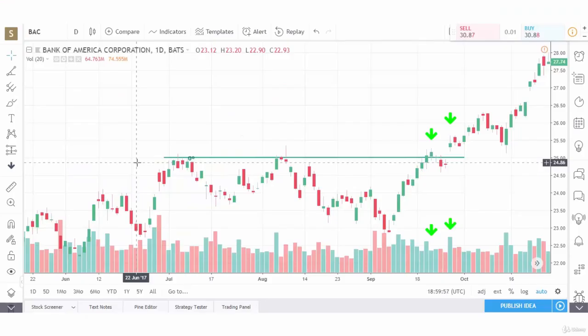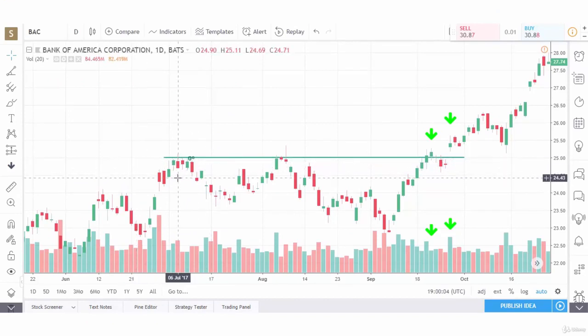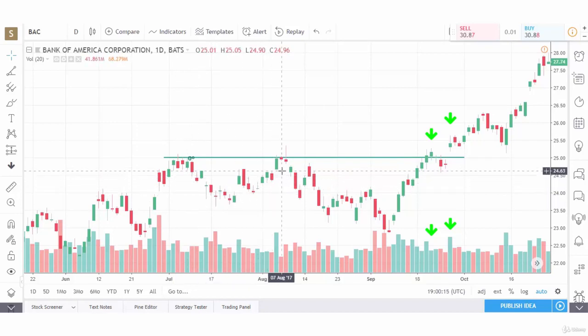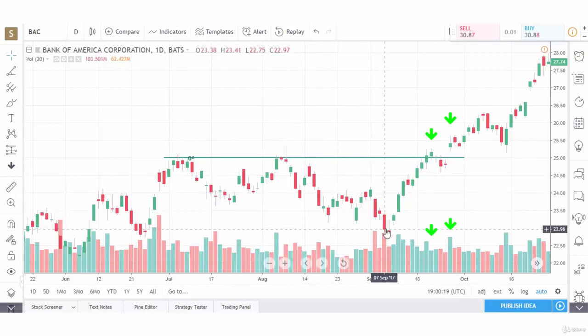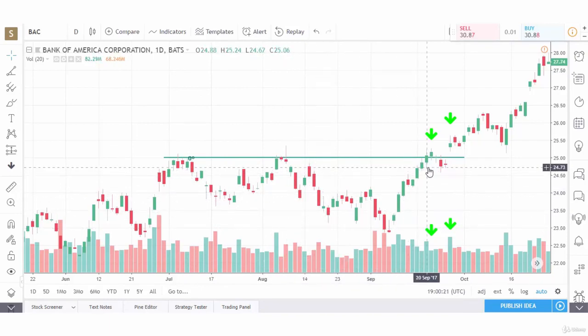Let's look at a daily chart of Bank of America for how to trade resistance. I've drawn a resistance line here at around $25. The stock went up in July of 2017, traded around the $25 level before dropping back, and went up again in August to the $25 level before dropping back, and then traded up again in September to the $25 level. It's a pretty good resistance level at this point. They've been trading at this level for about 3 months.